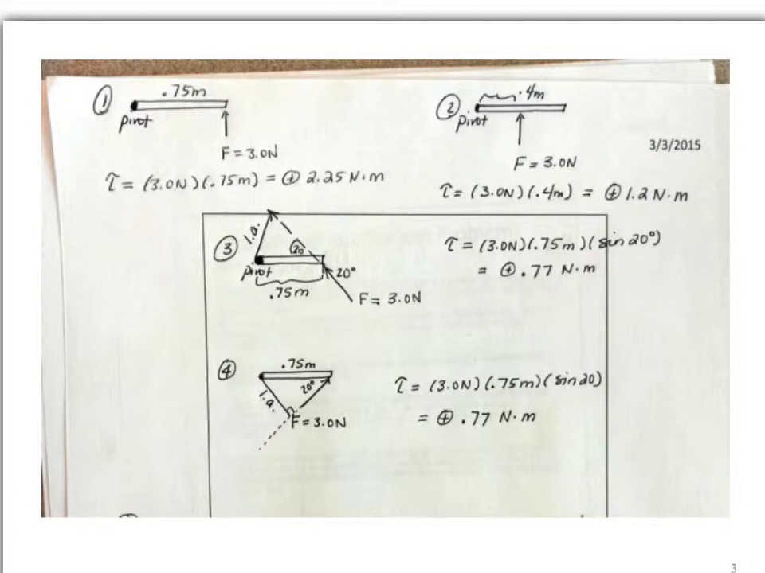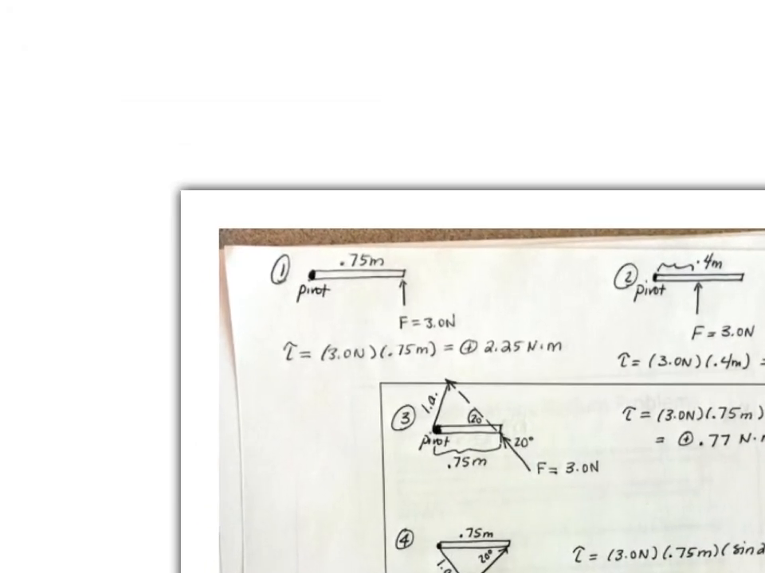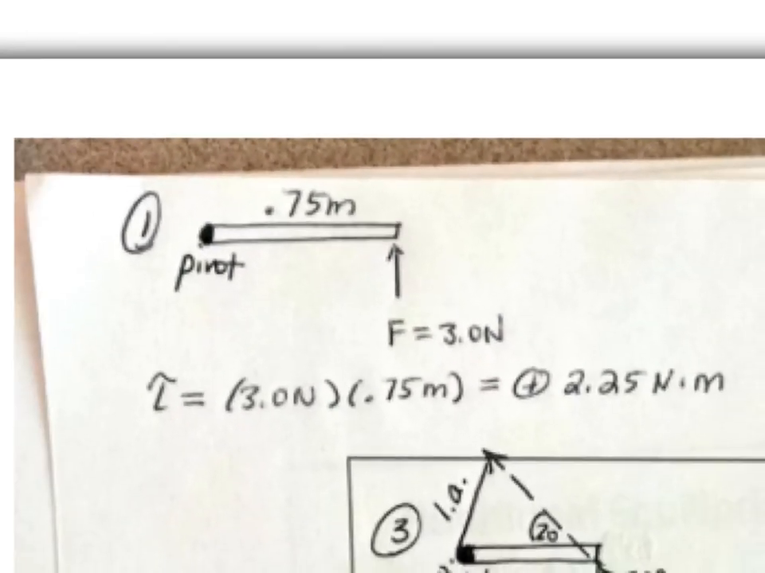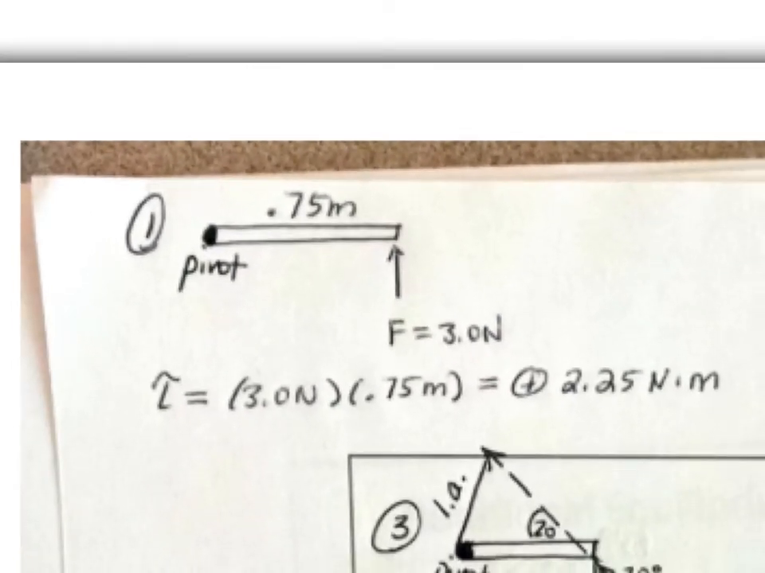The first example is going to be, okay, this one right here, where I'm going to have a pivot point right here. I've got a bar right here, so 0.75 meters, and I have a force of 3 newtons that's going to be applied. Now the lever arm is very simple in this case, but we're going to follow the same directions.